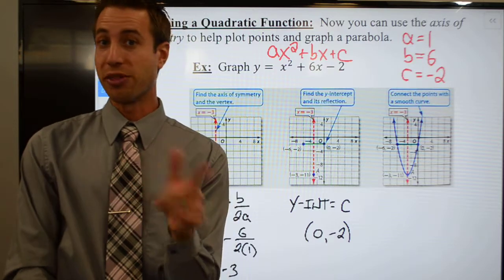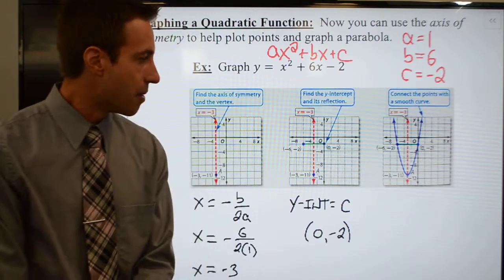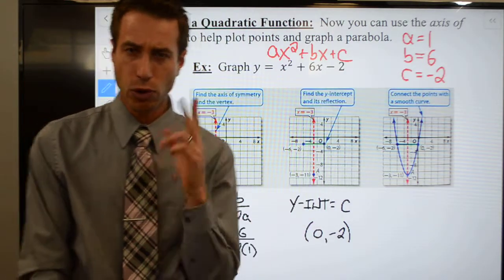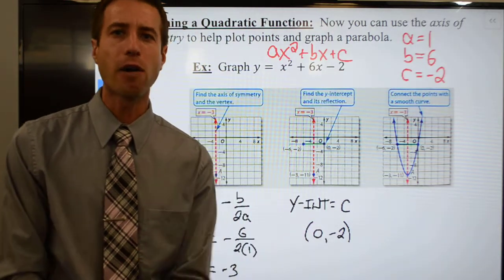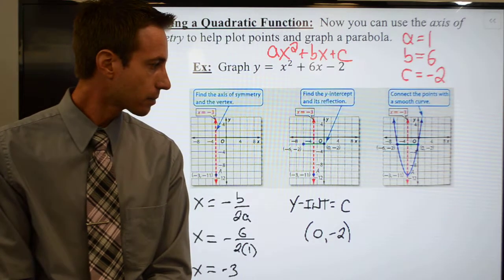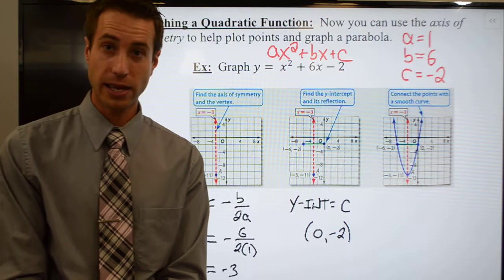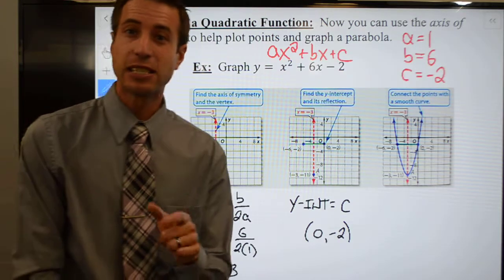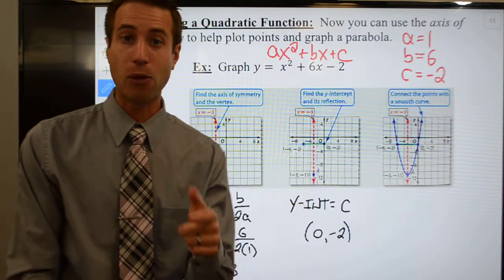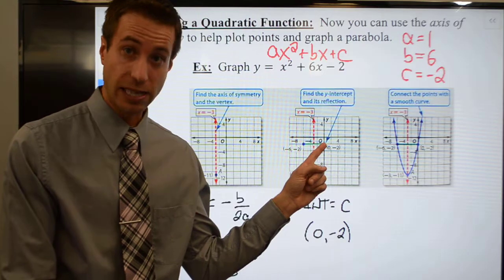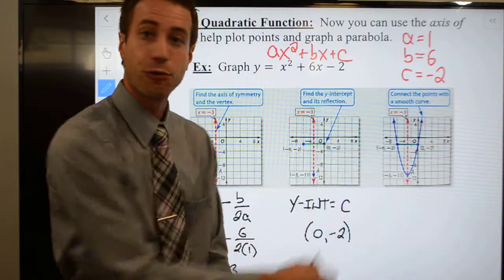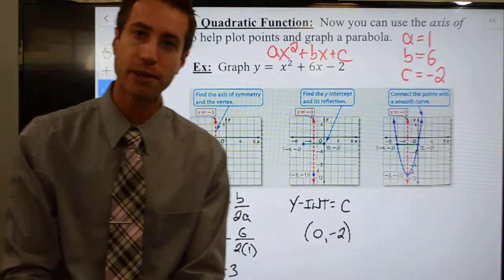Now, here's what you'll then need to do, right? My y-intercept is at 0, -2. Real quick, think for a second. How far is that from my axis of symmetry? Yeah, it's 3 units. Since my axis of symmetry is at -3, and I've plotted my y-intercept at x equals 0, I'm 3 units, right? I just go -3 units and I'll reach my axis of symmetry.